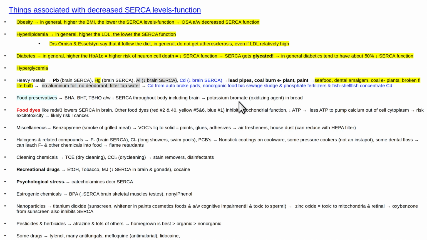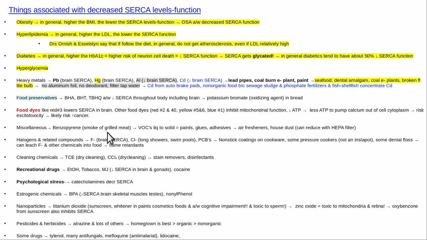Even the stuff in bread, the weird chemicals they put in bread like potassium bromate. Bromate, then, think of those halogens. The halogens in general are toxic to Circa. Food dyes, we talked about some of those, like red number 3 is a classic Circa inhibitor, but the other ones are mitochondrial inhibitors, which is going to cycle back around through that vicious cycle I showed you, and it's also going to be toxic to Circa and cause all the same problems and increase the risk of neuronal cell death.